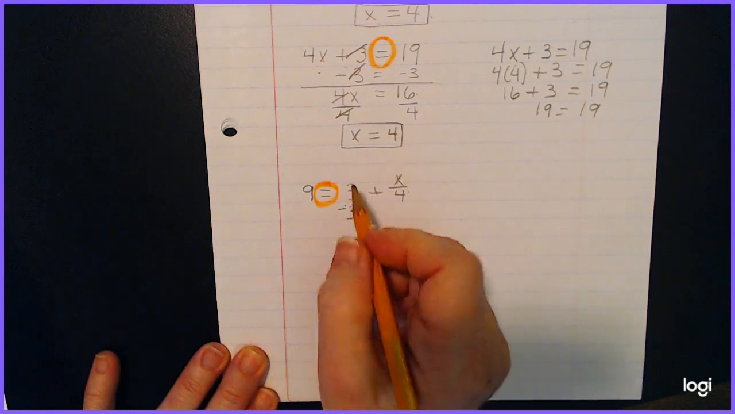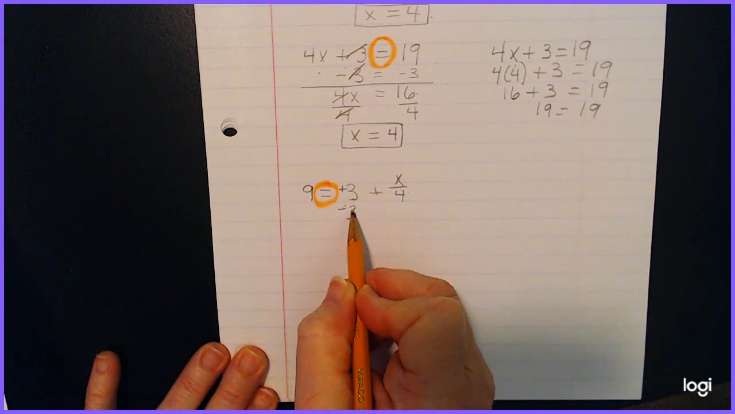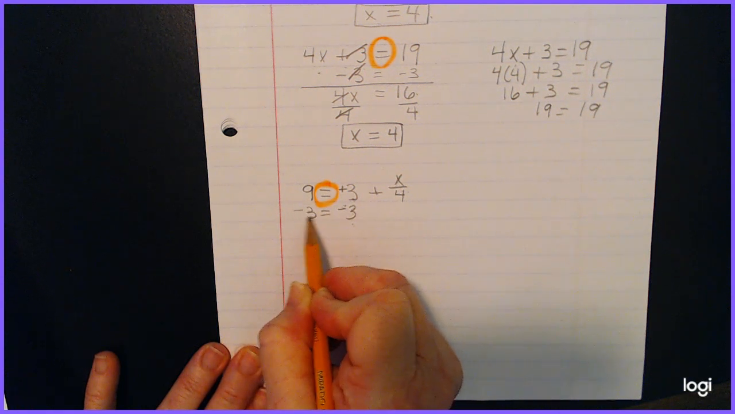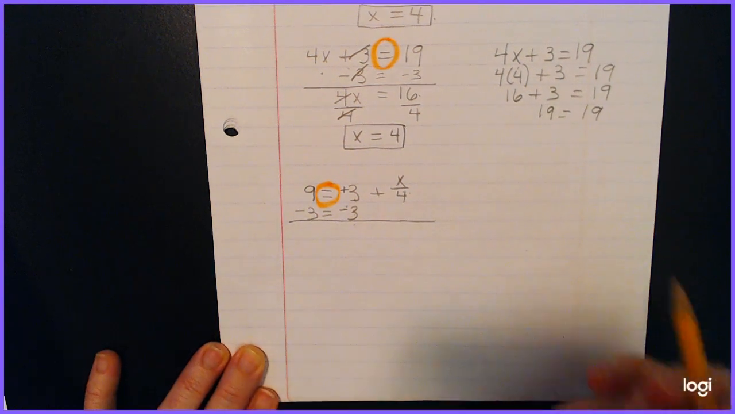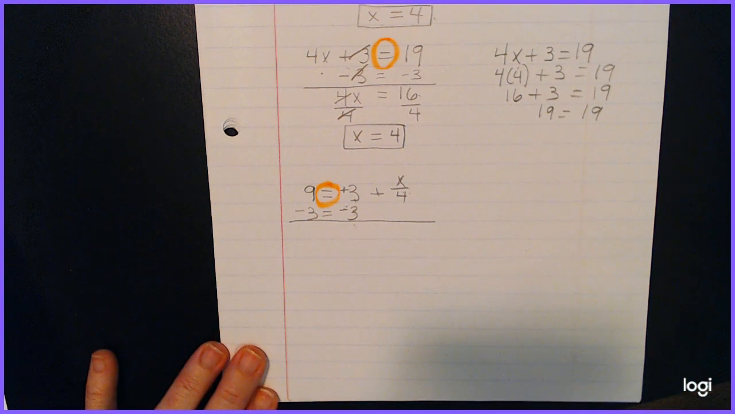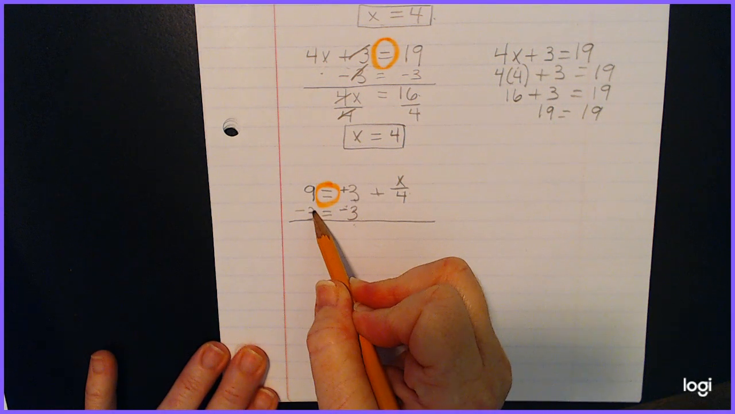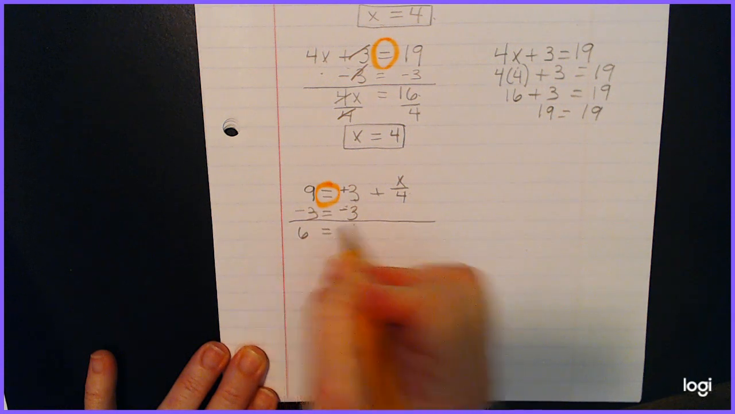Because this is a positive 3, sometimes people will put a plus here to help them understand. So whatever I do on this side, I'm going to have to go over here and do on this side. And I'm going to draw a line so that I can solve my problem. I have 9 minus 3. 9 minus 3 is 6. Bring down my balance.